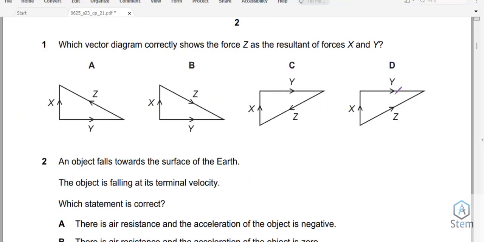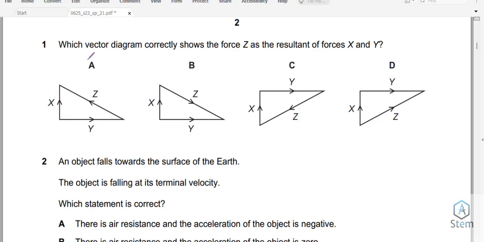The first question says, which vector diagram correctly shows the force Z as the result of forces X and Y? In this diagram, we are trying to test your understanding of the head-to-tail method. The head-to-tail method is used when showing the resultant vector. So, if we have x and y as the component vectors, they must be aligned in such a way that the head of x and the tail of y join each other.